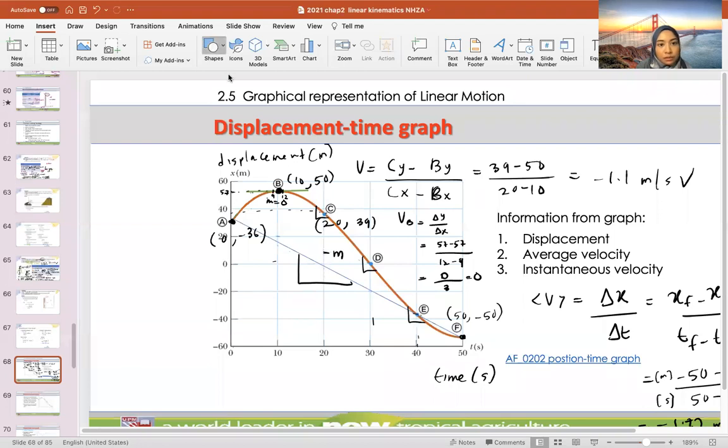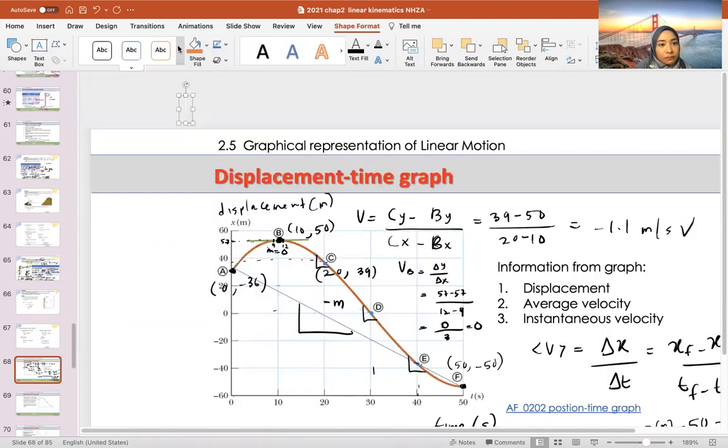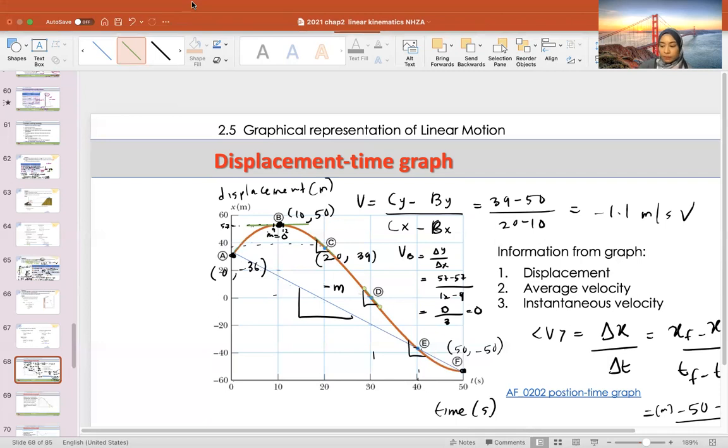What was the shape that I used? It's a straight line like this. Tapi patutnya colour dia orange. Patutnya colour dia green. This is not working well. Sekejap. Green. Okay. Doesn't really show up, but that is your line to find the gradient. Instantaneous velocity at D. Adjust. Make sure it's totally on D. So that is your instantaneous velocity. Find out the X and Y coordinates. Find the instantaneous velocity. Okay.